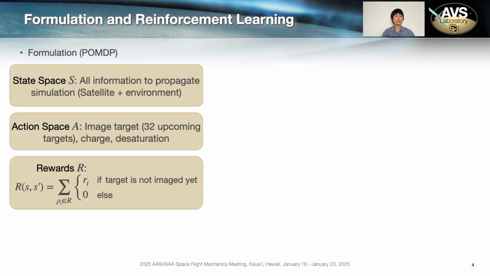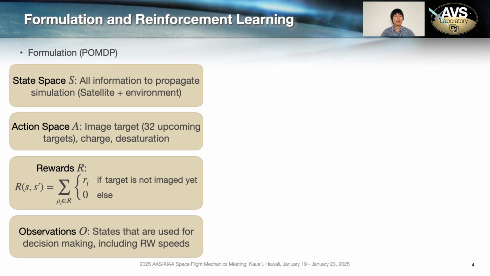For the reward, this is the sum of all the targets imaged, and if a target is already imaged, there is no additional reward for a duplicated image. And finally, the observation. This is the state used for decision making, and it includes the reaction wheel speed, which is a part of the state space.